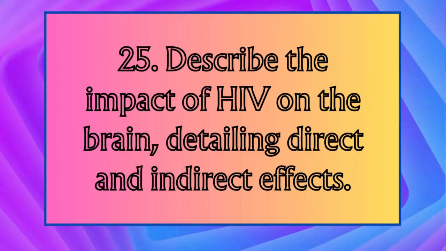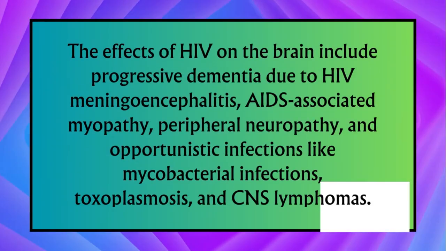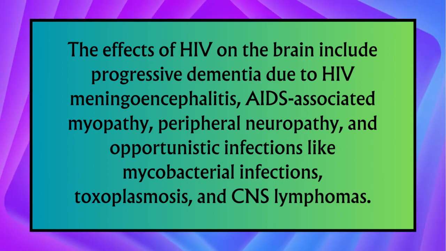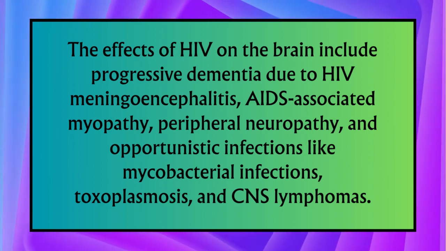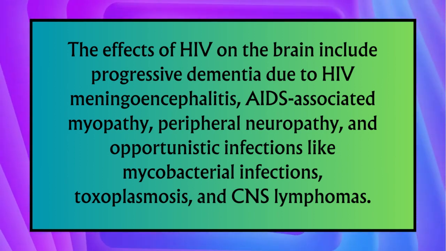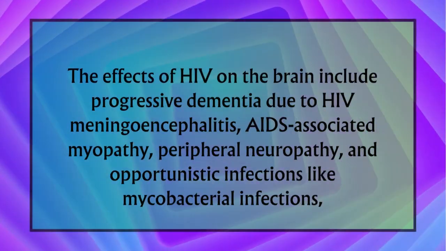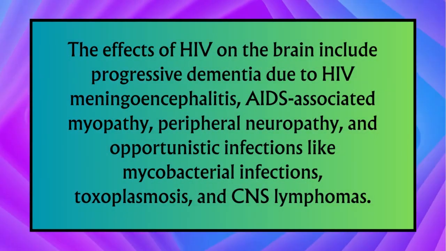25. Describe the impact of HIV on the brain, detailing direct and indirect effects. The effects of HIV on the brain include progressive dementia due to HIV meningoencephalitis, AIDS-associated myopathy, peripheral neuropathy, and opportunistic infections like mycobacterial infections, toxoplasmosis, and Hodgkin's lymphoma.